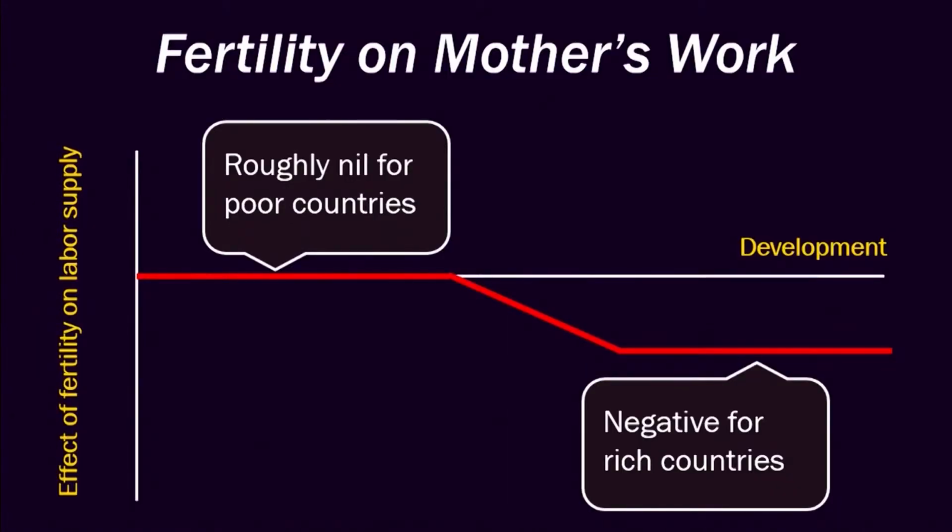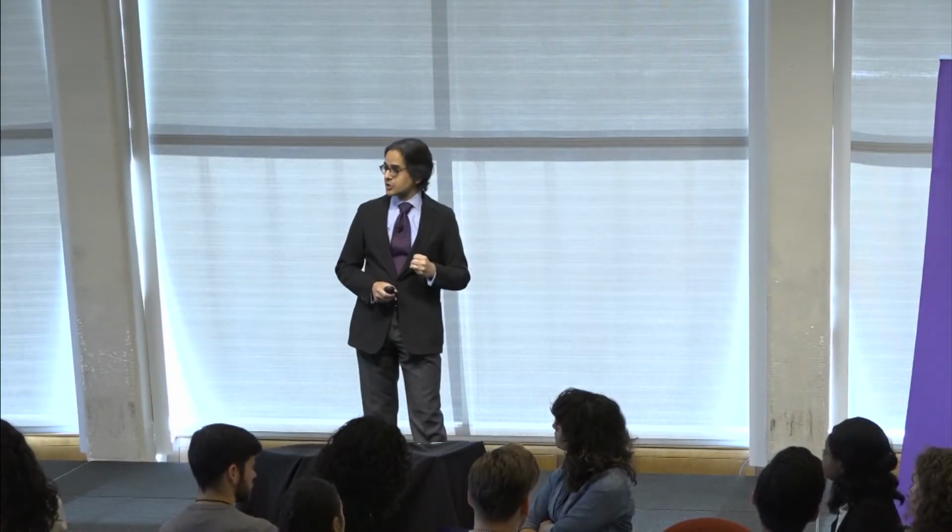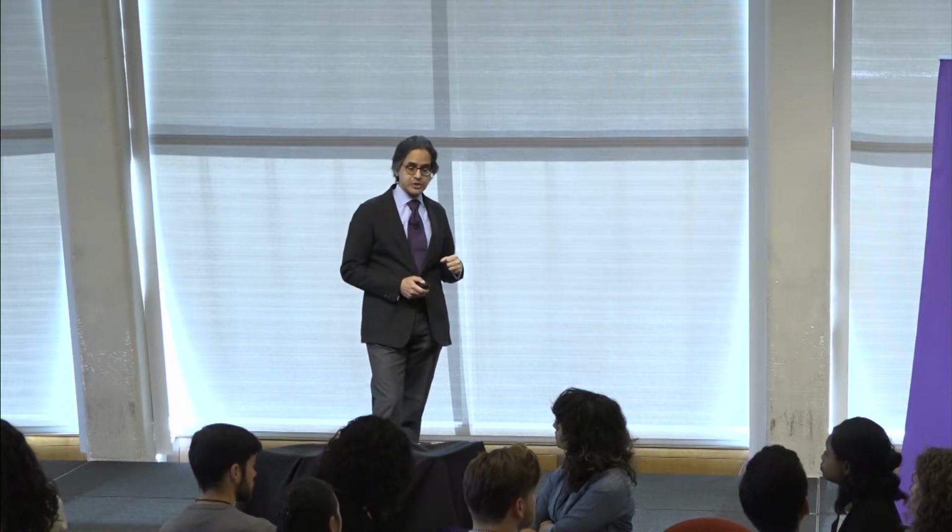Now, coming to our results. This is a very stylized version of our results. I'm going to show you the messier version in a minute. But our results basically show that if you look at the effect of fertility, an incremental child, on whether or not the mother is working in the labor force, we find that the effect is indeed roughly nil for low GDP countries. We see this portion where it becomes more negative, and then for high GDP countries, the effect is negative. It's about 10%, so one child leads to a 10% reduction in labor force participation in high GDP countries.